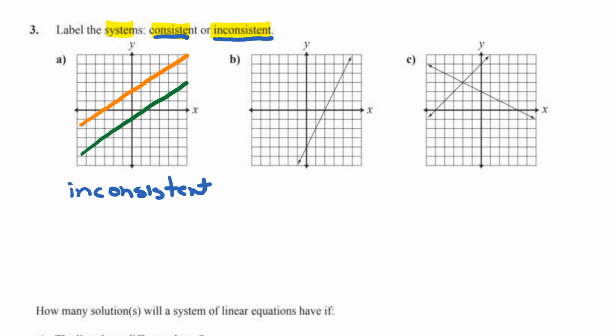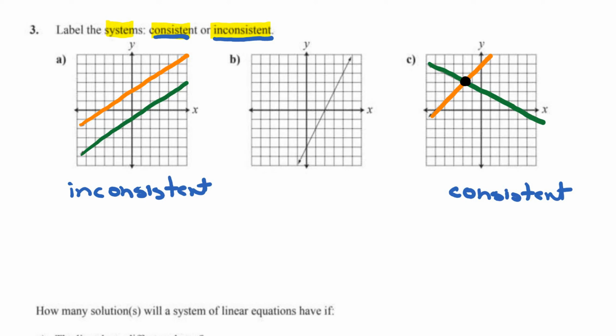For letter C, here is one line in orange and here's one line in green. Because the graphs intersect at this point right here in black, that means we do have a solution. There is an intersection point, so we call this a consistent solution. Okay, so there's one intersection point.